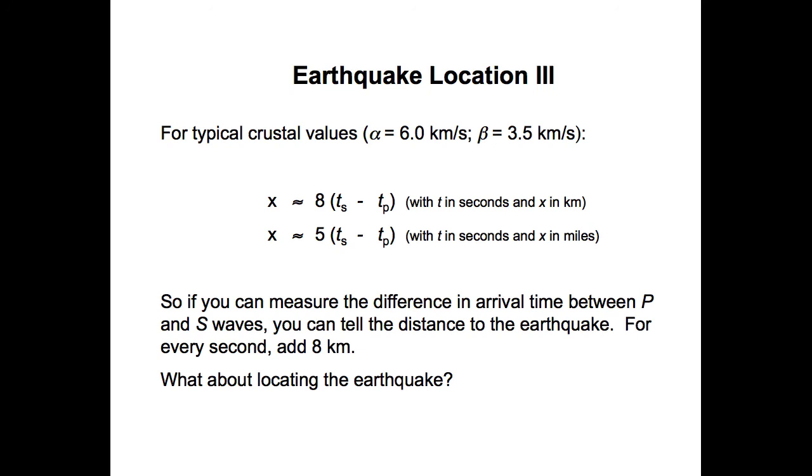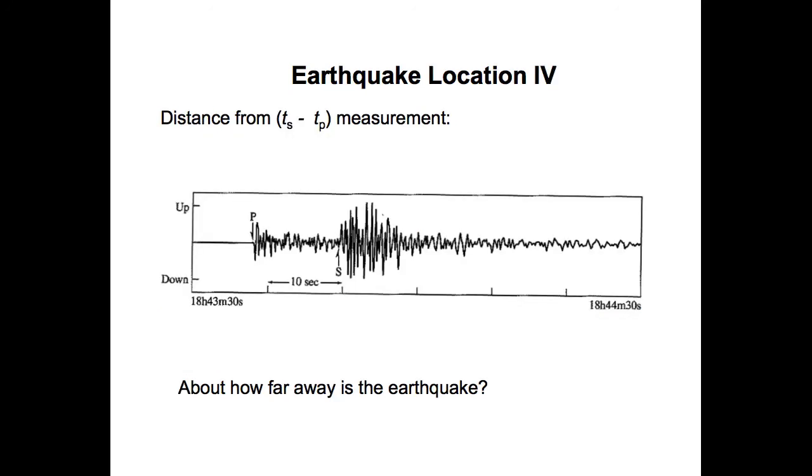So this is basically the same idea. We're measuring the time difference between two waves that travel at different speeds, multiplying it by a constant factor to get the distance from the seismographic station to the earthquake source.